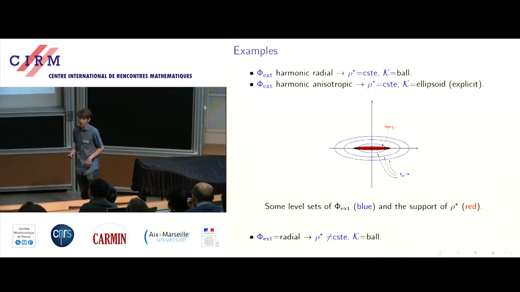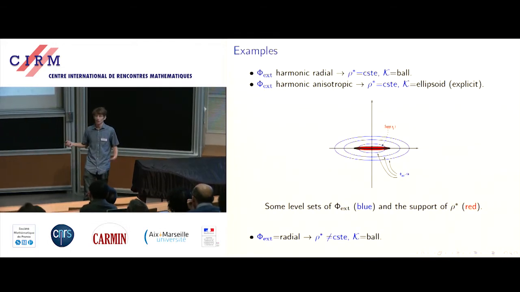Now, if you have a more general potential, then the limit density is not constant. If you assume that the potential is radial, then it's still a ball, but the density is not constant in this ball. So these are some examples, but it can be as complicated as you like, essentially.